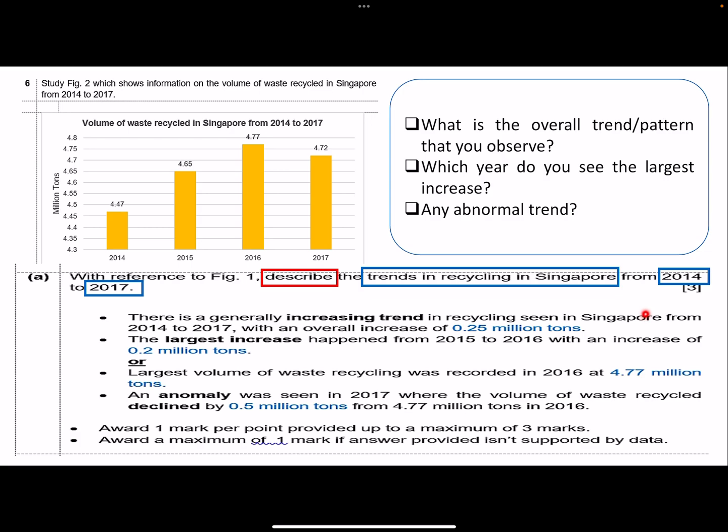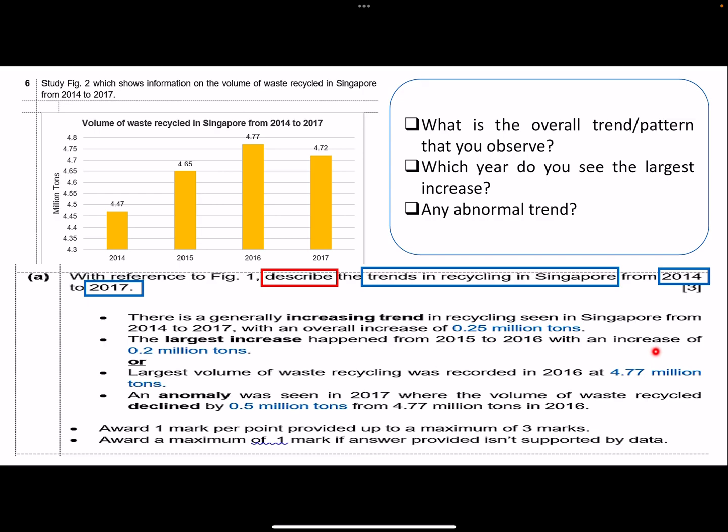Okay. Note, if you look at the answer here, we do have data. When you're given a stimulus, it is data response. So if it's a photograph, you need to tell me what you see in the photograph. If it's a graph, you need to tell me the numbers in the graph. So you cannot tell me, oh, it has increased. From 2014 to 2017, it has increased. That is not good enough. It has increased by how much?